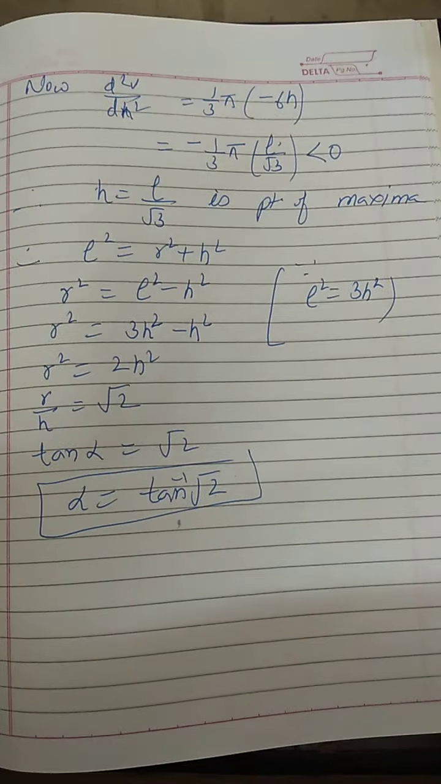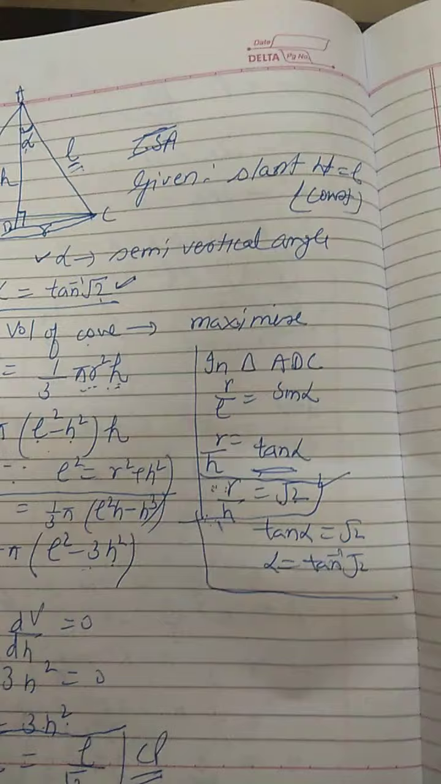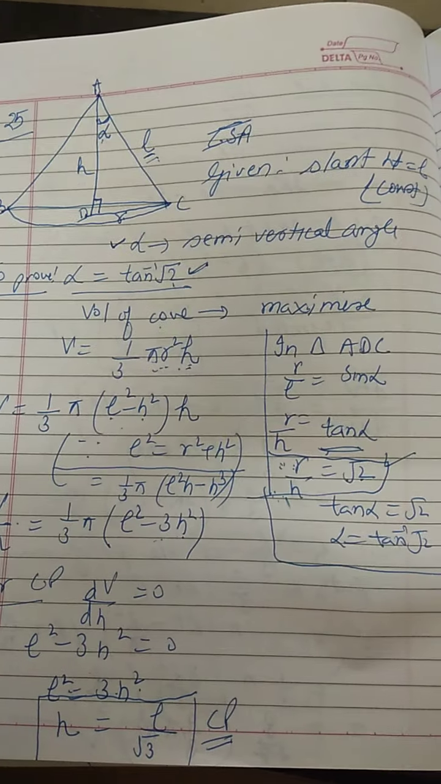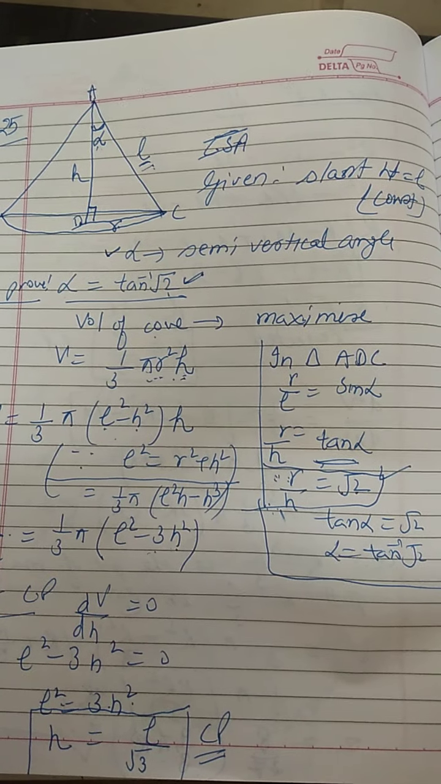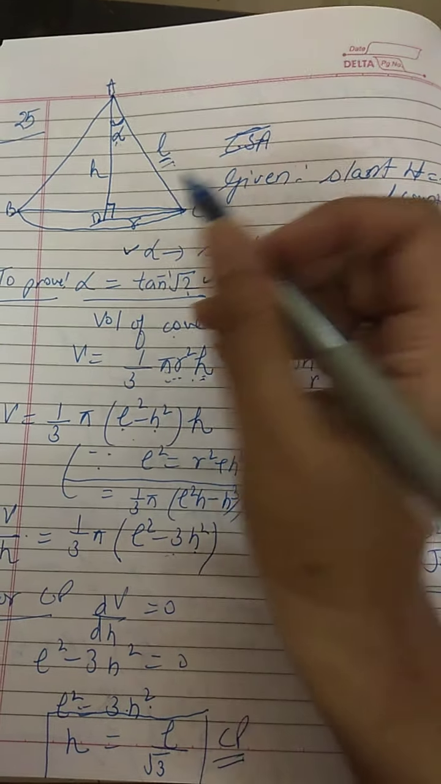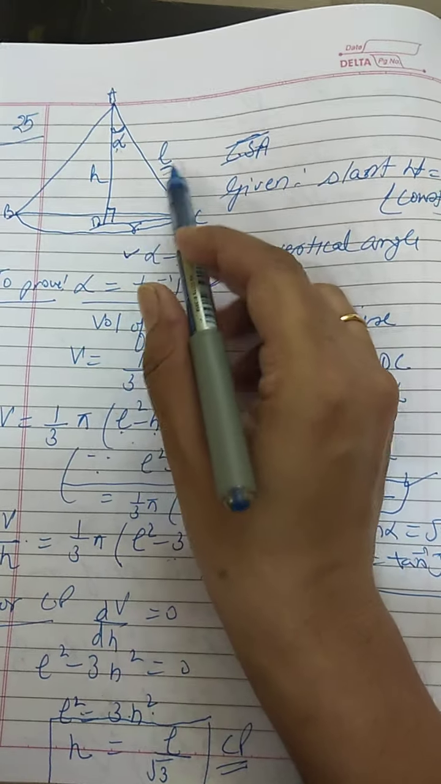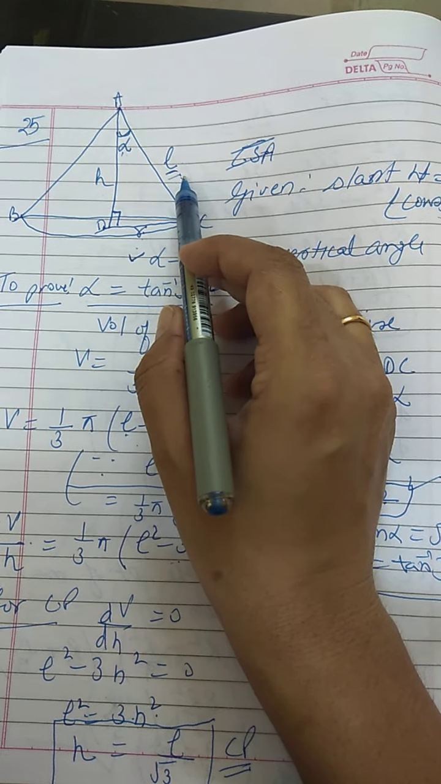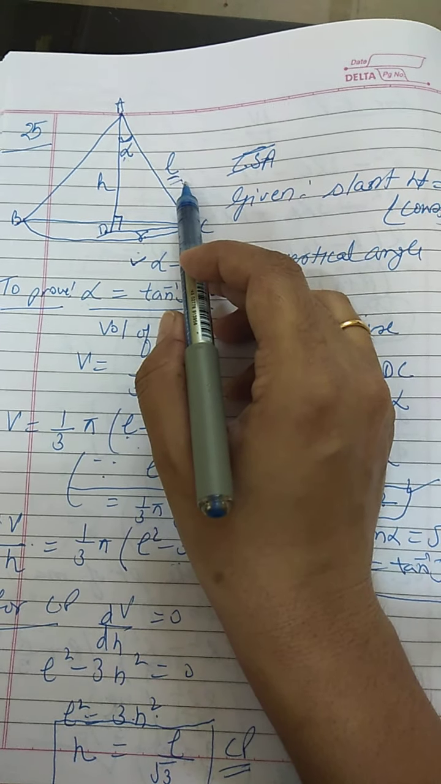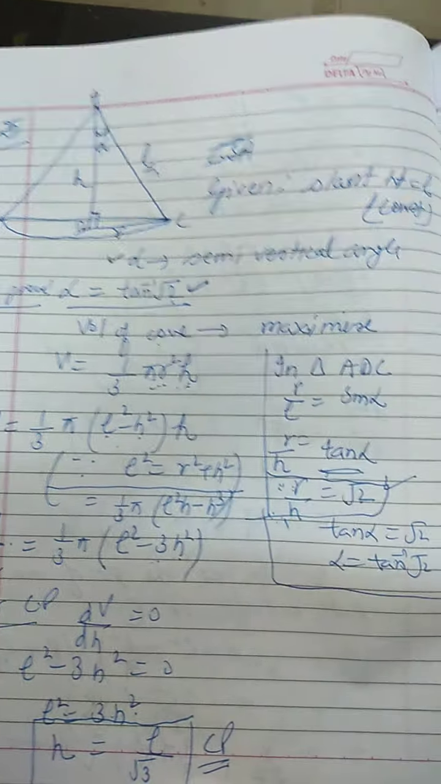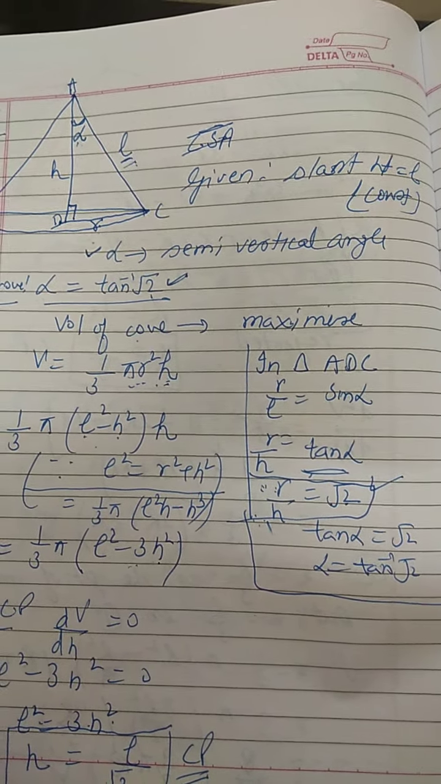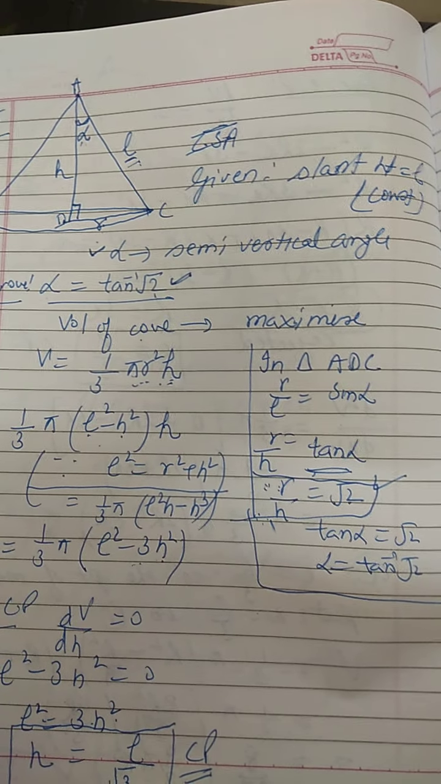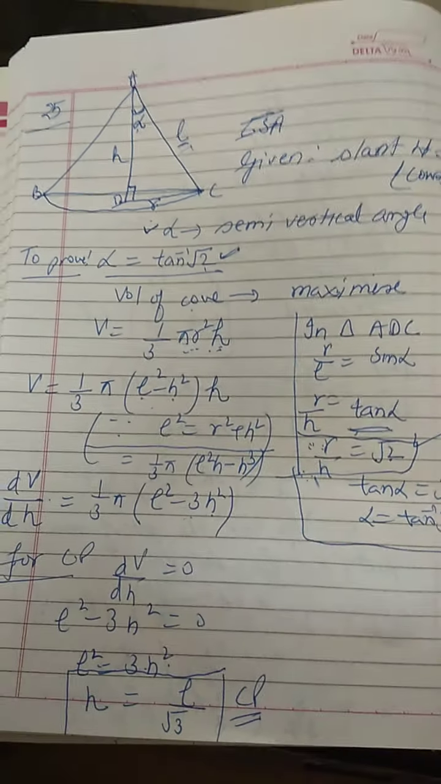Likewise, you people can do sum number 26. There the semi-vertical angle has to be proved as sine inverse 1 by 3, and it is for a right circular cone only. That means you will be making the relationship between r and L. So r upon L, if you prove it equals 1 by 3, then alpha will be sine inverse 1 by 3, right? And the surface area is given, the volume you have to maximize. I hope you people can do it.